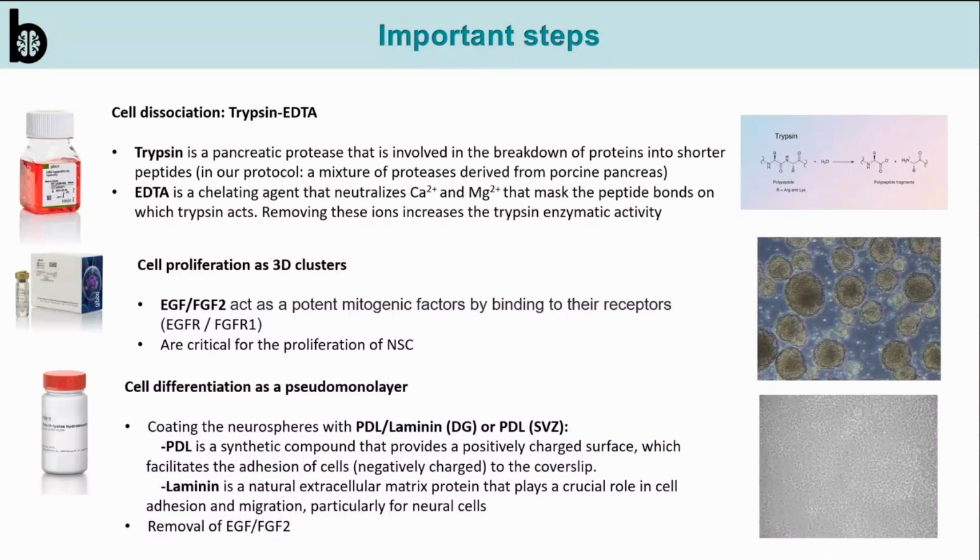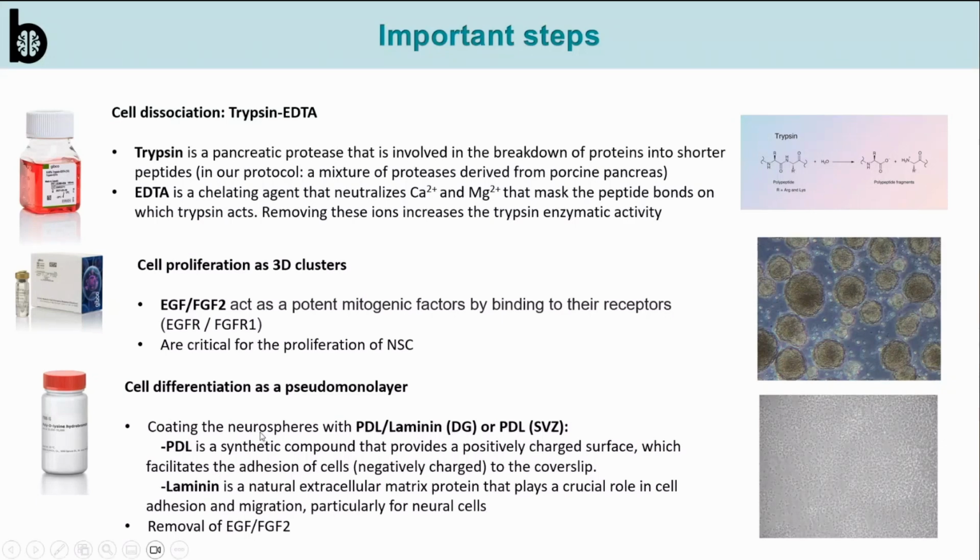This is usually a glass cover slip, and if we put the neurospheres on it, they will not adhere. To make the neurospheres capable of adhering, we coat the cover slips with a substrate. For the dentate gyrus, we need to use PDL and laminin, and for the SVZ, we just need PDL. PDL is a synthetic compound that provides a positive charge on the cover slip, so the cells, which are negatively charged, adhere more easily. Laminin is an extracellular matrix protein that plays a crucial role in adhesion and migration. It is very important, particularly for dentate gyrus cells, for them to really adhere to the cover slip.